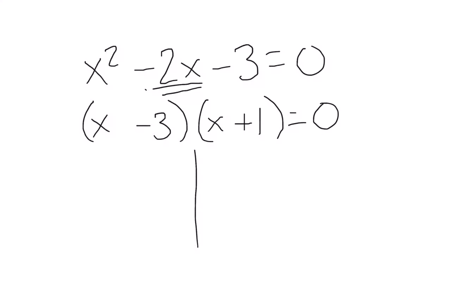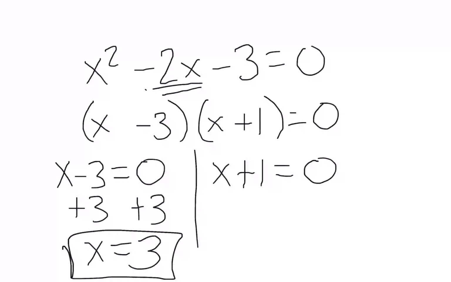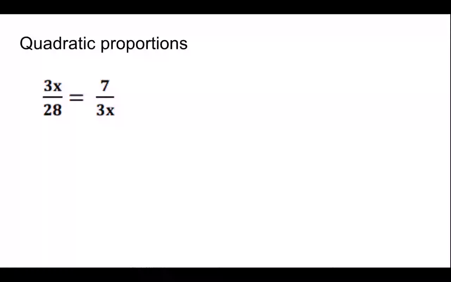And now I just have to split it up to figure out what they both are. Add 3, so x equals 3. That's one answer, and the other answer is x equals negative 1. So those are my two answers. We're going to try one more example.